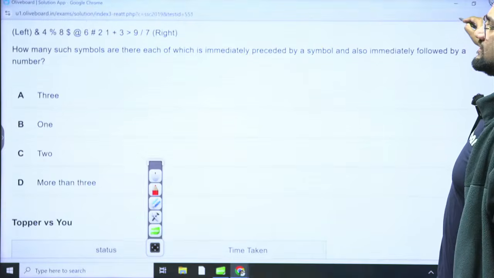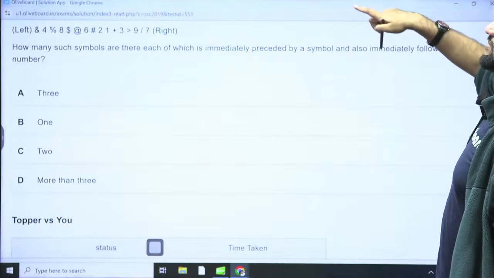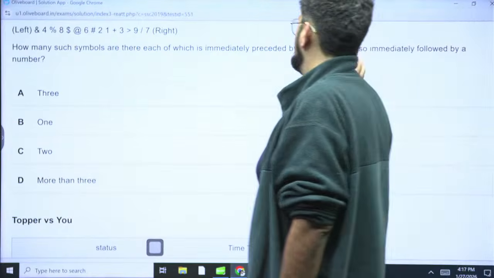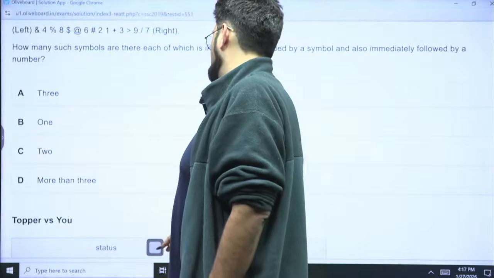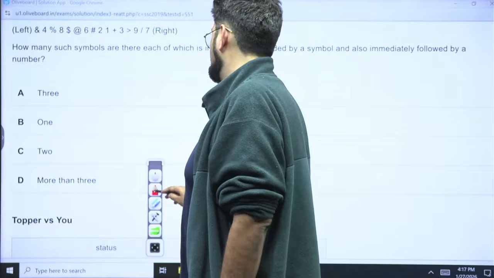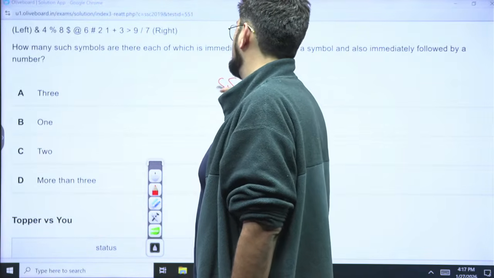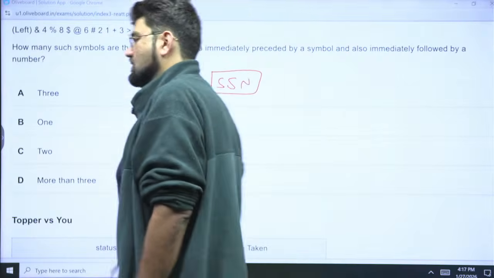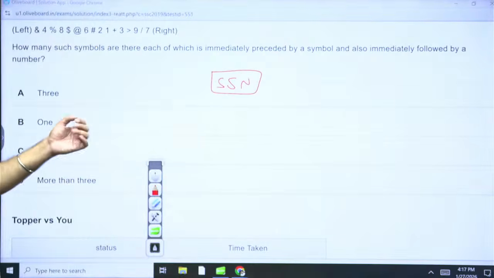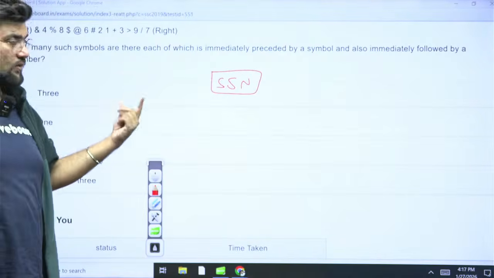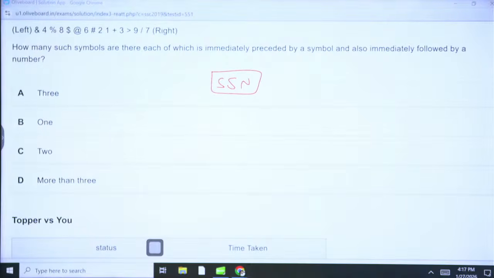So this is a series given to us. How many such symbols are there, each of which is immediately preceded by a symbol and immediately followed by a number? So we are looking for a symbol which is preceded by a symbol and followed by a number. So basically you are looking for this triplet. Don't hunt for single symbols and keep checking this each time. Just look for this triplet: 2 symbols followed by a number.